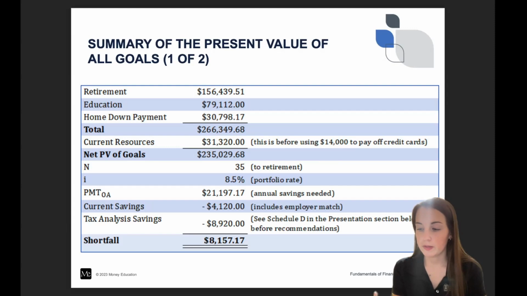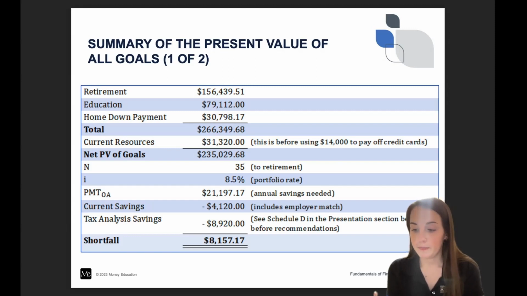So without this increase, you're $8,157,000 short. But by adding the additional savings from the increase in these 401k plans with the employer match, this would reduce this shortfall to $4,587, which is still not optimal.